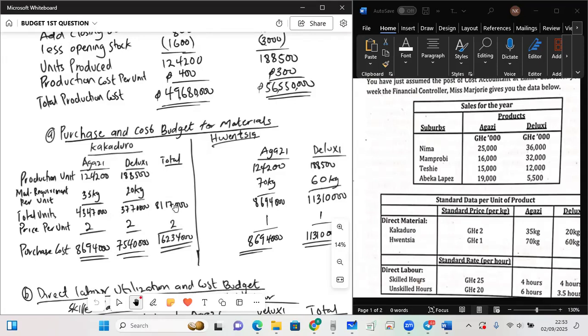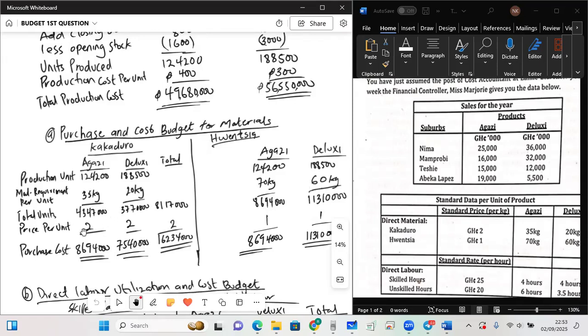And that's in total. Now, when we come to Hwentia as well, to produce 1 unit of Agazi, we will need 70 kilogram of Hwentia. And then to produce 1 unit of Deluxy, we will need 60 kilogram of Hwentia. When we multiply them, we are going to get the total units that we need for them. So that's why we are having the total units here. Now, that's the total units.